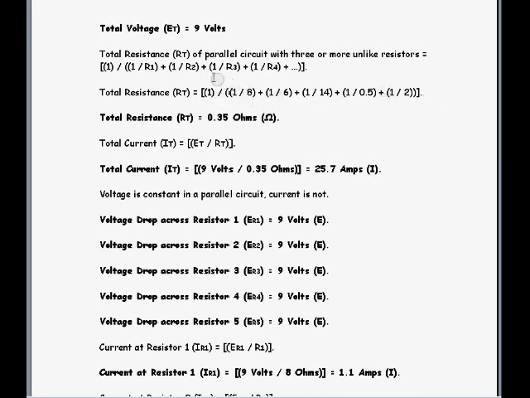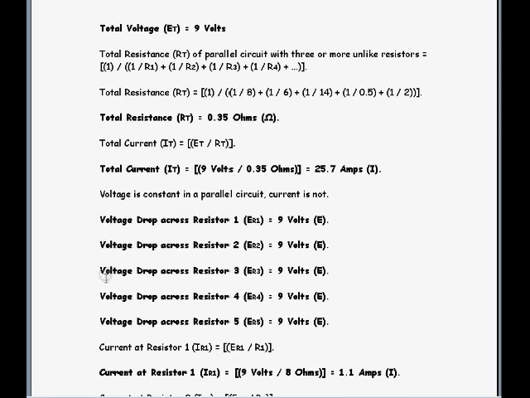Same process. Draw 1 and then a fraction sign, and then underneath the fraction sign in the denominator, it's 1 over 8 ohms, 6 ohms, 14 ohms, 0.5 ohms, 2 ohms. So when we make this calculation, it's 0.35 ohms total resistance. To get the total current, it's the total voltage divided by the total resistance. That's the total current, 25.7 amps.